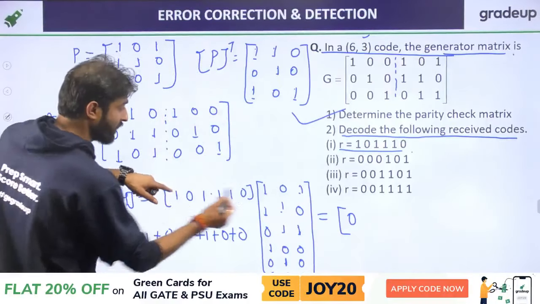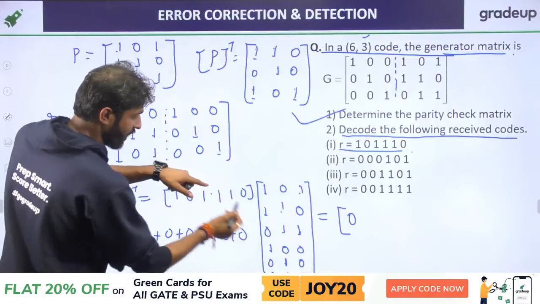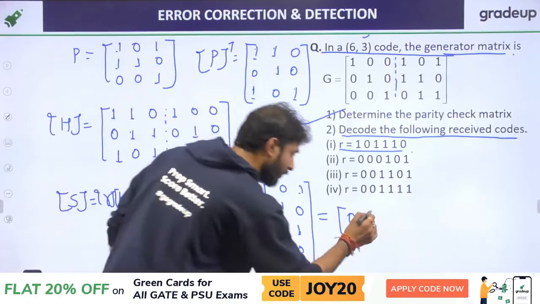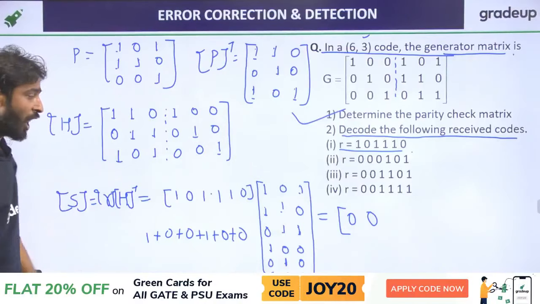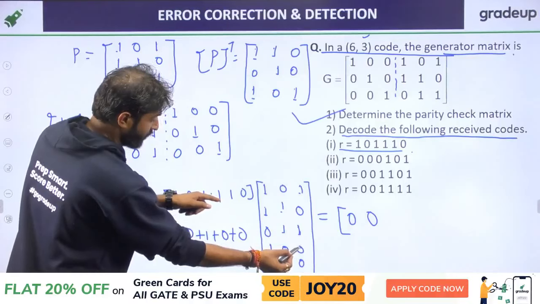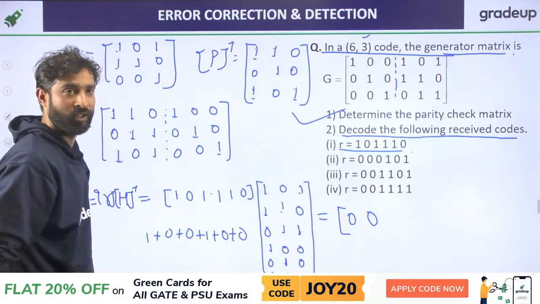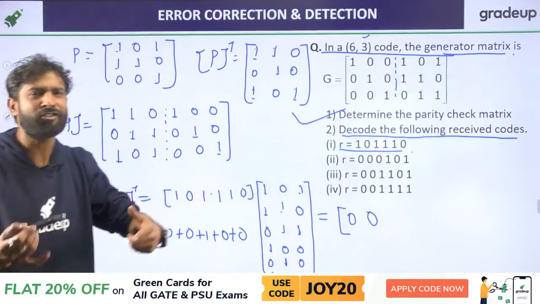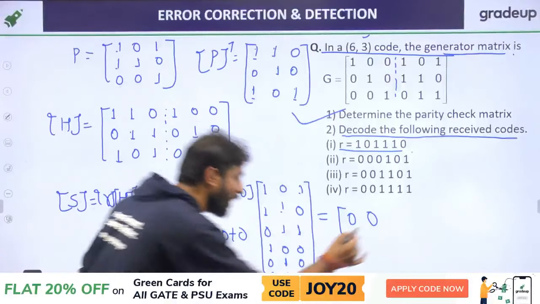Now for the second one, this with this, this with this, everything with everything, you will again get the answer 0. If you multiply this into this, plus this into this, plus this into this, you will again find that the addition is nothing. It is just a modulo 2 addition. So the answer will be 0.